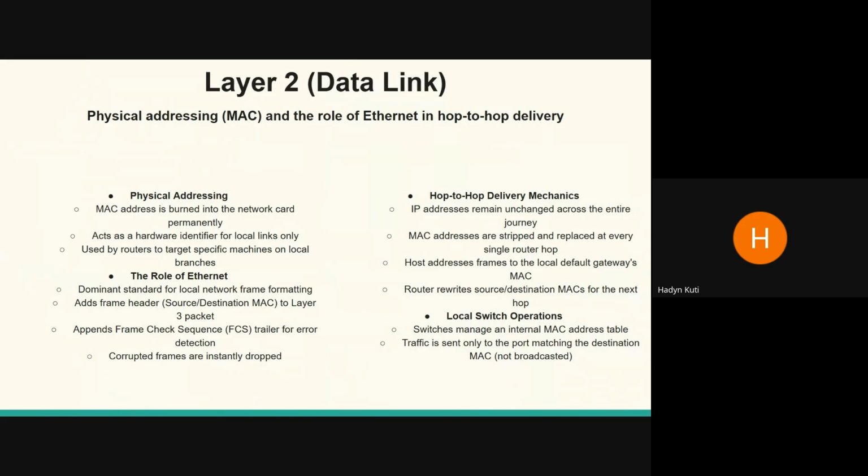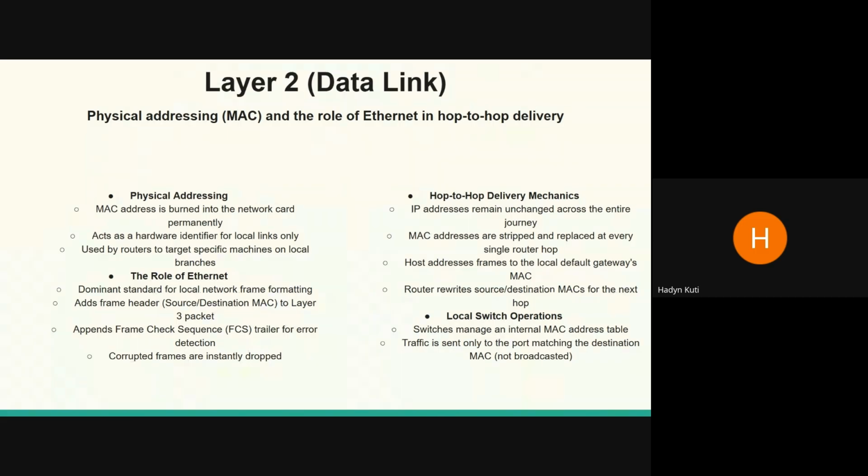Layer 2 data link, physical addressing: MAC in the role of Ethernet in hop-to-hop delivery. For physical addressing, the MAC address is burned into the network interface card like we talked about earlier and stays with the hardware forever. Unlike a temporary IP address, this is a 48-bit physical identifier unique to the specific piece of hardware, meaning it acts like a digital fingerprint for the device.